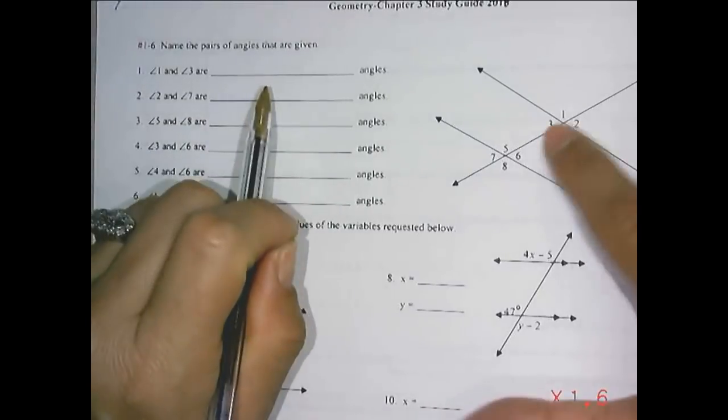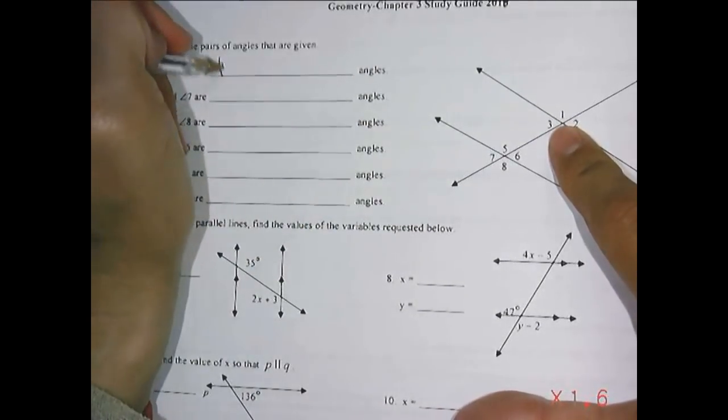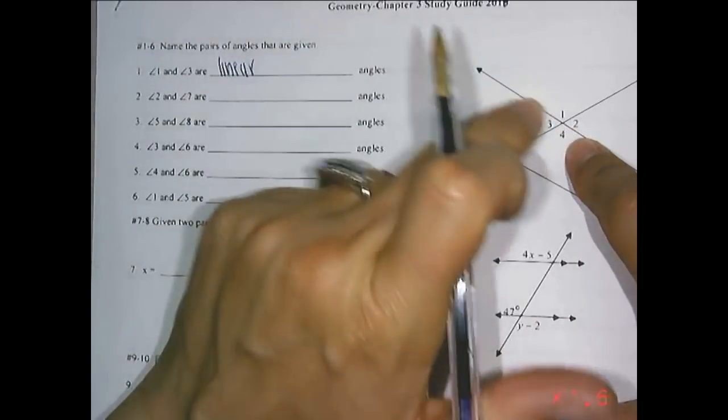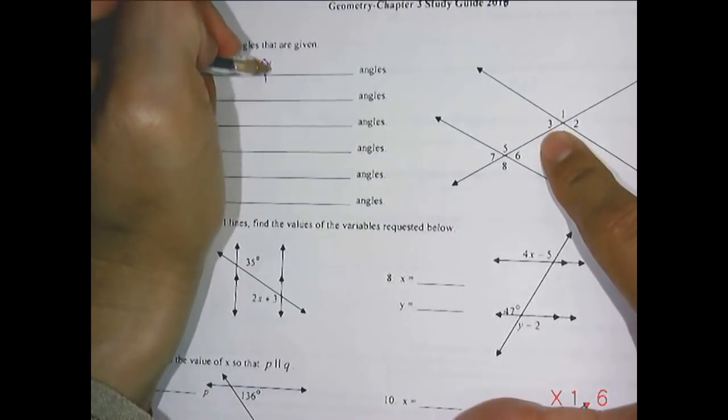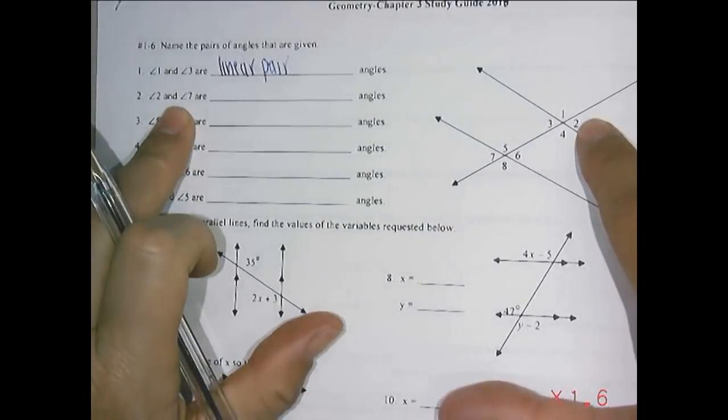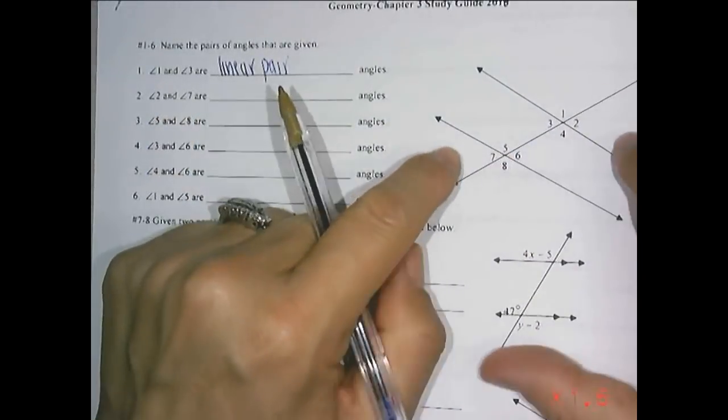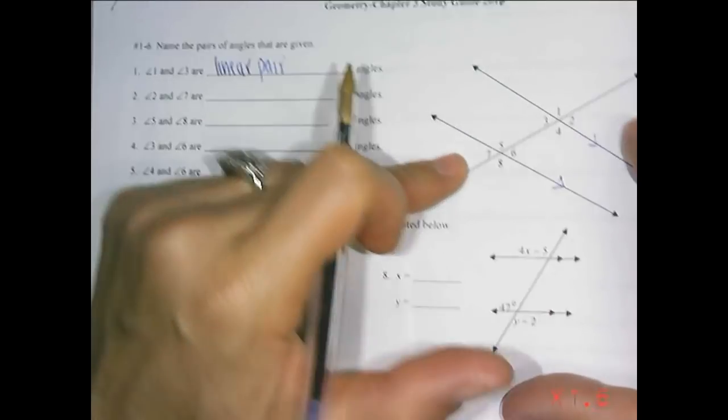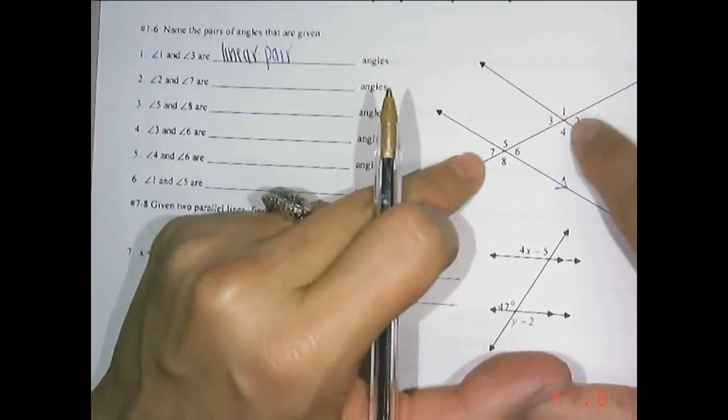So angles 1 and 3, their relationship is a linear pair because the two angles are adjacent and they make a straight line. Angles 2 and 7, well, these are your parallel lines, even though they don't look parallel, or just your two lines, period. And they are alternate exterior angles. They're on opposite sides of your transversal and outside your parallel lines.